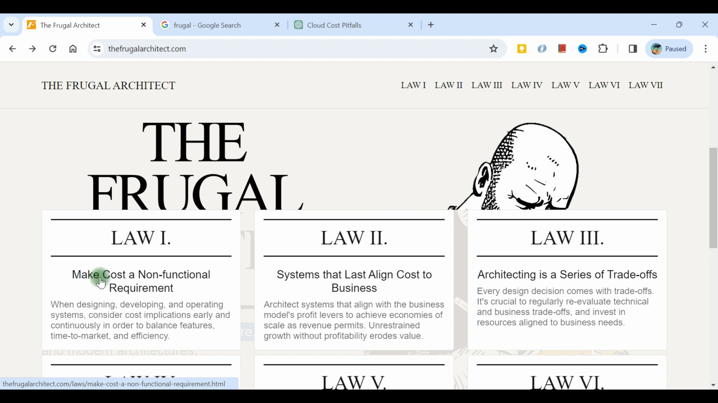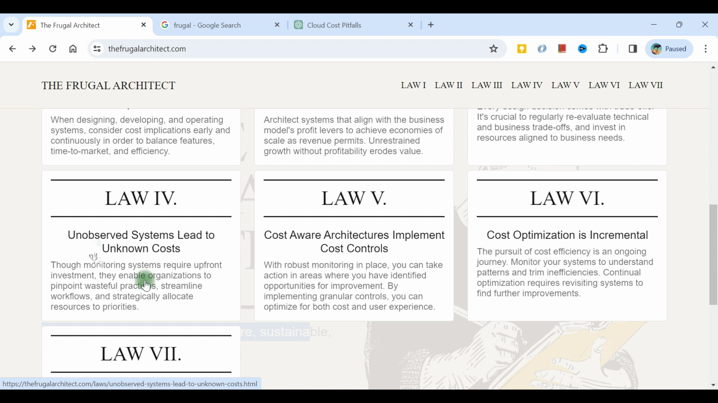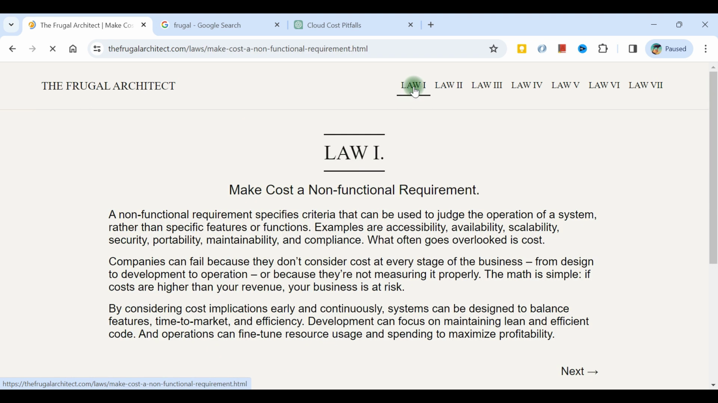First law says make cost a non-functional requirement. Second law says systems that last align cost to business. Third law is architecting is a series of trade-offs. Fourth law says unobserved systems lead to unknown cost. Law 5 says cost aware architectures implement cost controls. Law 6 says cost optimization is incremental. Law 7 says unchallenged success leads to assumptions. So now let's go a bit in detail with each one and see what it says.